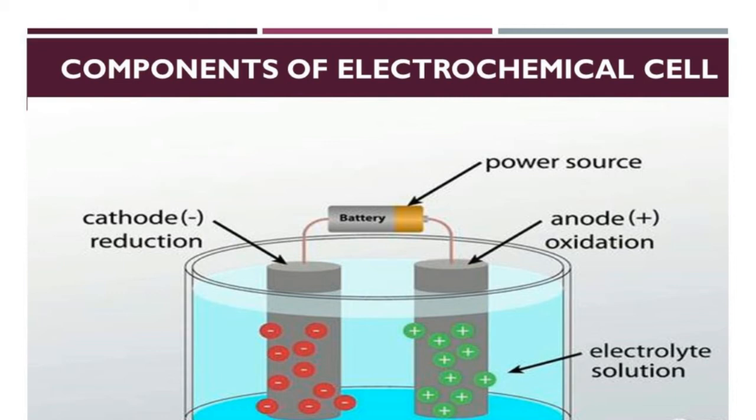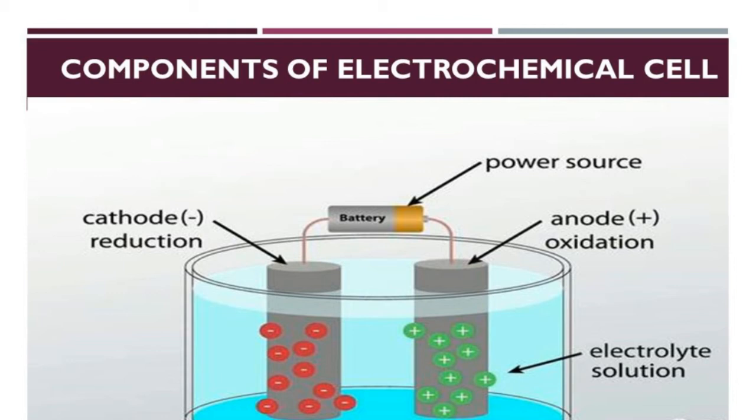Electrode. It is a solid electrical conductor made of metal, sometimes non-metal like graphite. A cell consists of two electrodes, one is called anode and the other is called cathode. Electrolyte. It is made up of solutions of ions or molten salts which can conduct electricity. Cell reaction, oxidation reaction and reduction reaction.